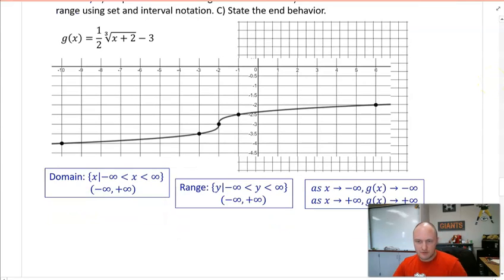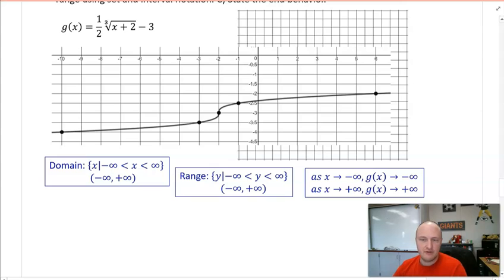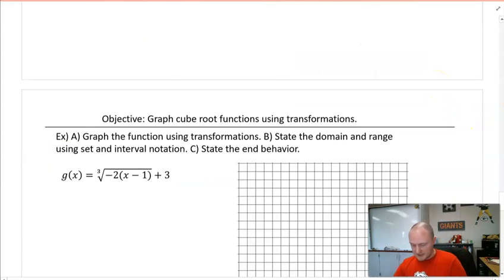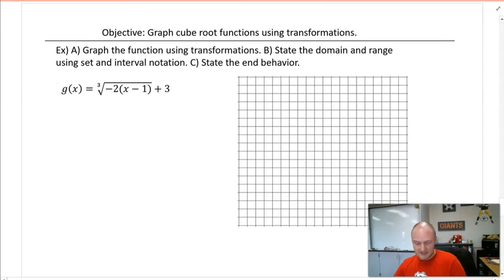End behavior, let me scroll up a little bit right there. Okay, so your end behavior is like the parent function. As x goes to negative infinity, the function is going down. And then as your x values increase, your function values are going to increase. Slowly, but surely.